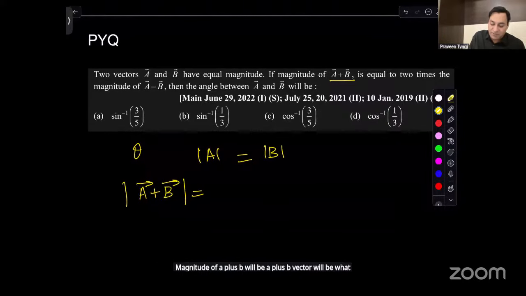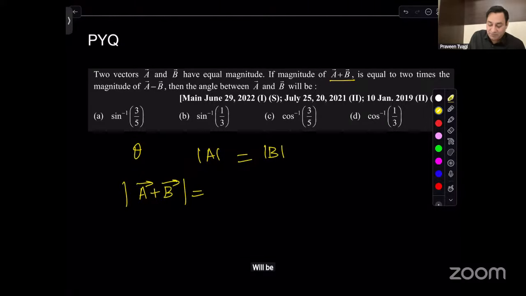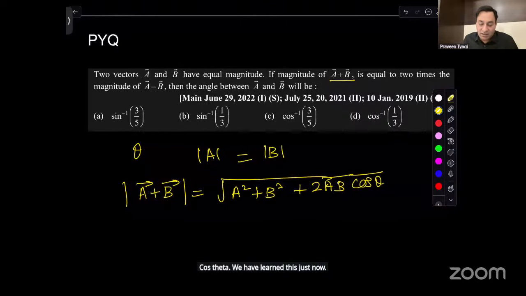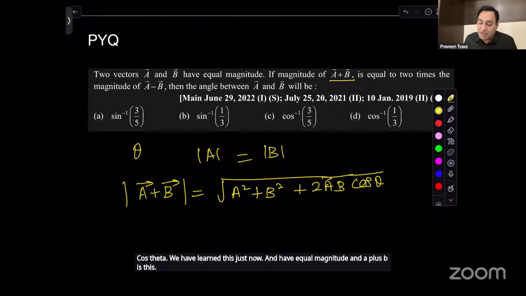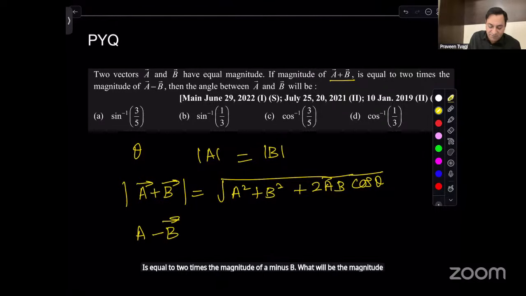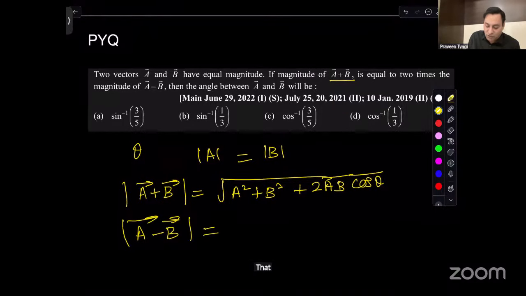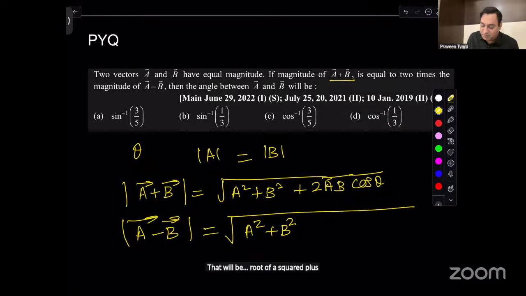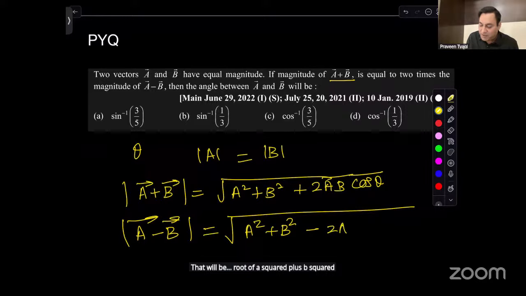This vector will be root of a square plus b square plus 2ab cos theta. We have learned this just now. And A and B have equal magnitude, and A plus B is equal to 2 times the magnitude of A minus B. What will be the magnitude of A minus B? That will be root of a square plus b square minus 2ab cos theta.